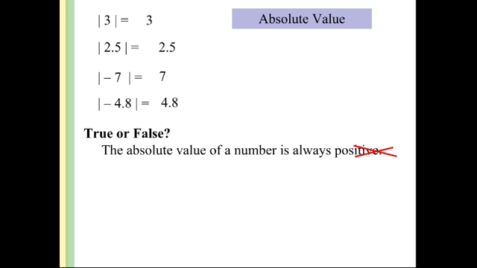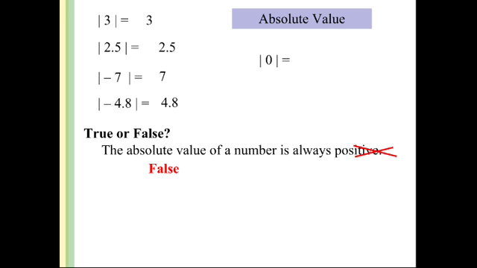So, true or false, the absolute value of a number is always positive. You already see the X out there. It is false, because 0. 0 is neither positive nor negative, so that just redefines absolute value.